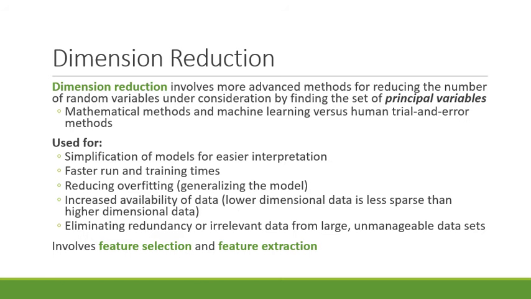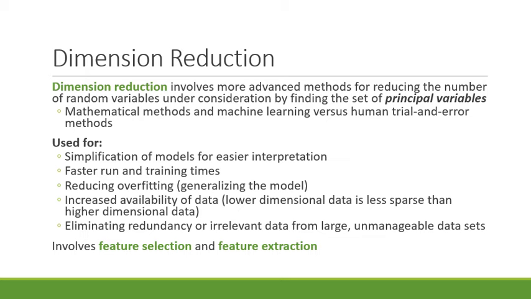So dimension reduction involves more advanced methods for reducing the number of random variables under consideration when we are building a data model by finding the set of principal variables. These might include mathematical models or machine learning or even human trial and error methods.